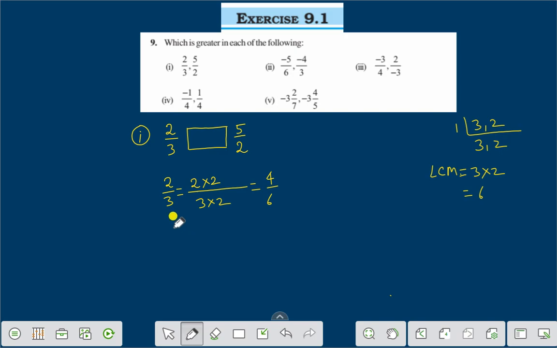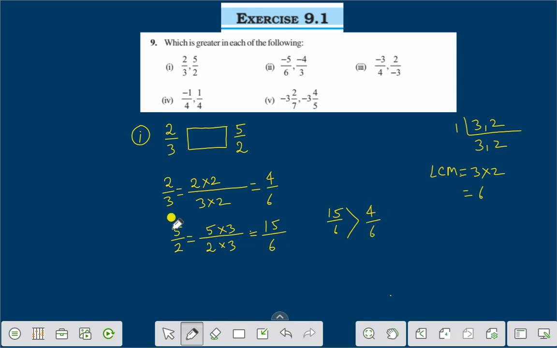And this number 5 by 2. If you divide 6 by 2, you will get 3. That is 2 into 3, and it is 5 into 3. This is 5 3 is 15, and 2 3 is 6. Now you see both the denominators are same. Therefore, 15 is greater than 4. Therefore, you can write 15 by 6 is greater than 4 by 6.